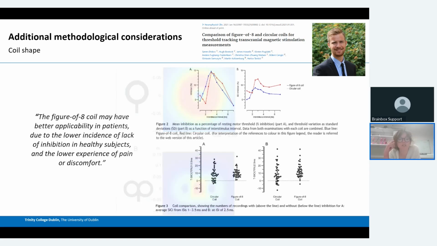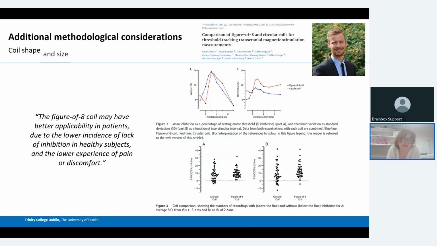But this is a nice study looking at using the two types of coils in a threshold tracking context. And the data suggests that it is better to use a figure-of-8 coil, as well as it causing less incidence of lack of inhibition. Now, this is in healthy people. It also is associated with less discomfort. So that's just an interesting paper. Obviously, there's a trade-off with the time for hotspotting, but it's some nice data there.